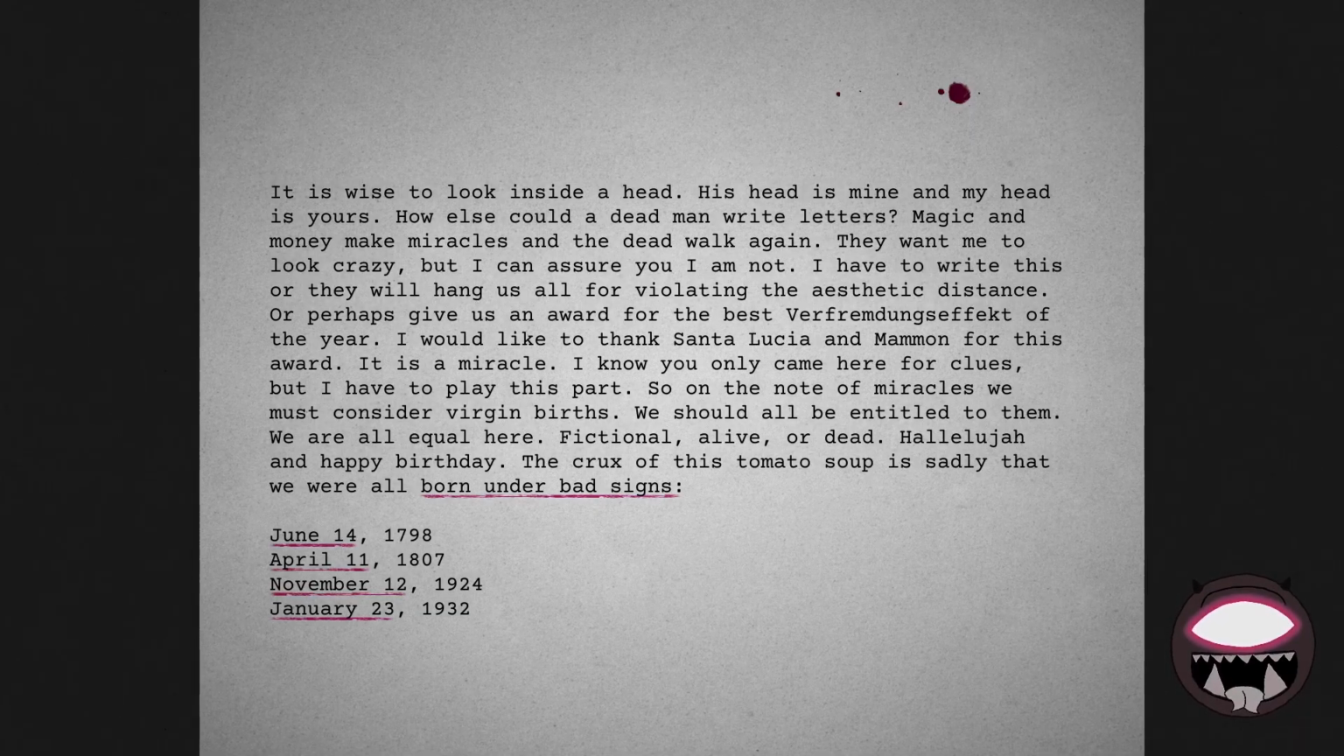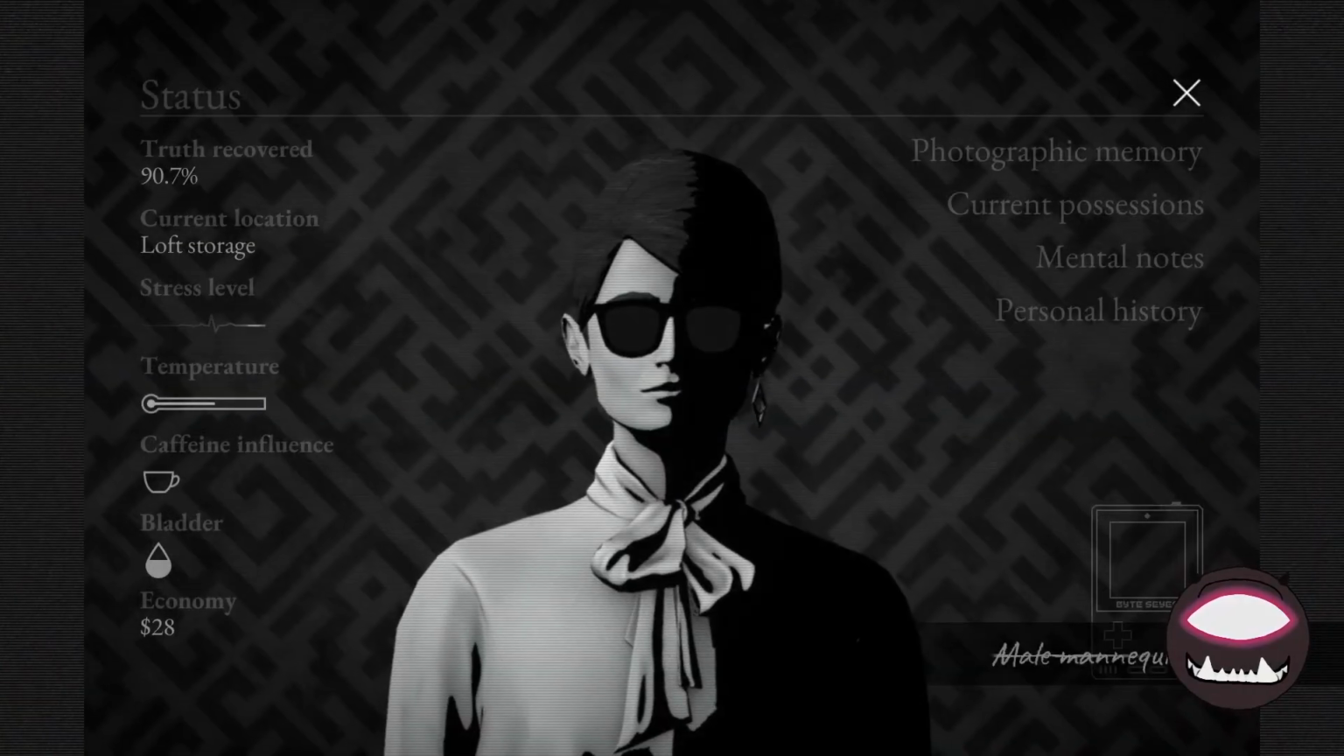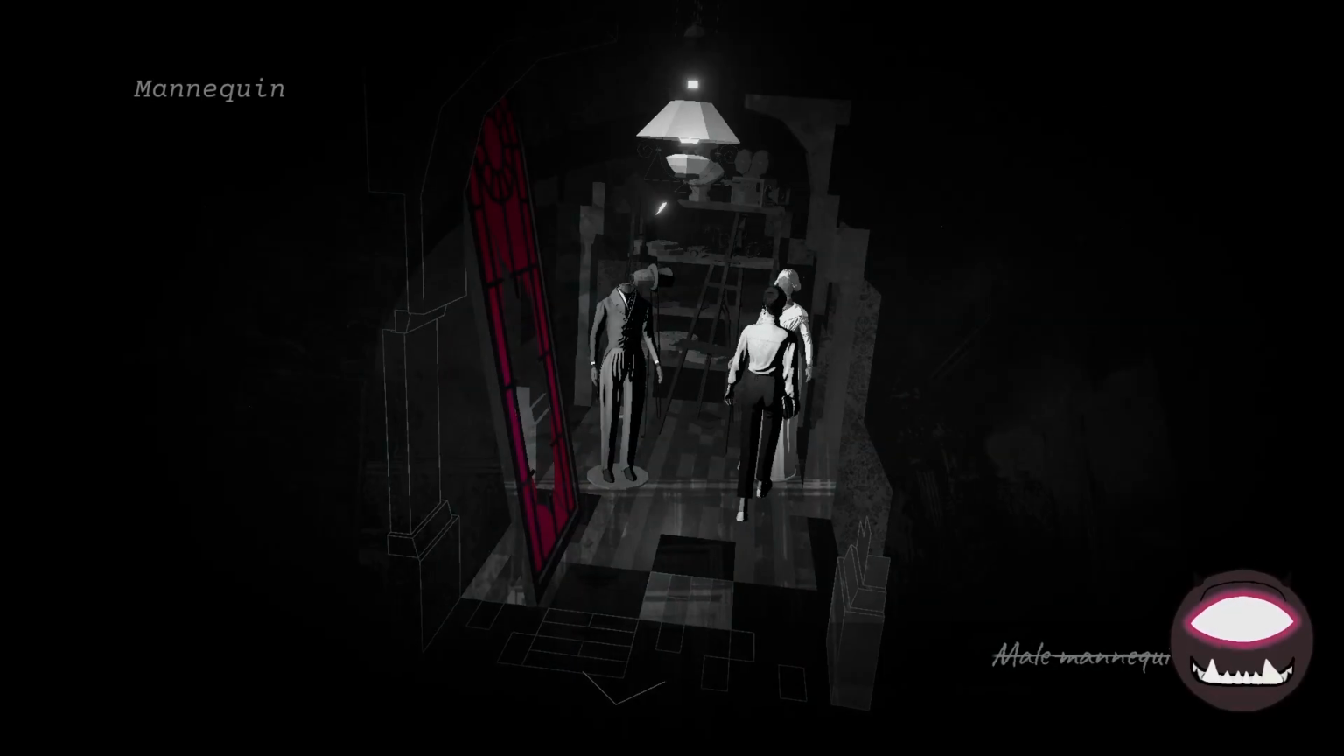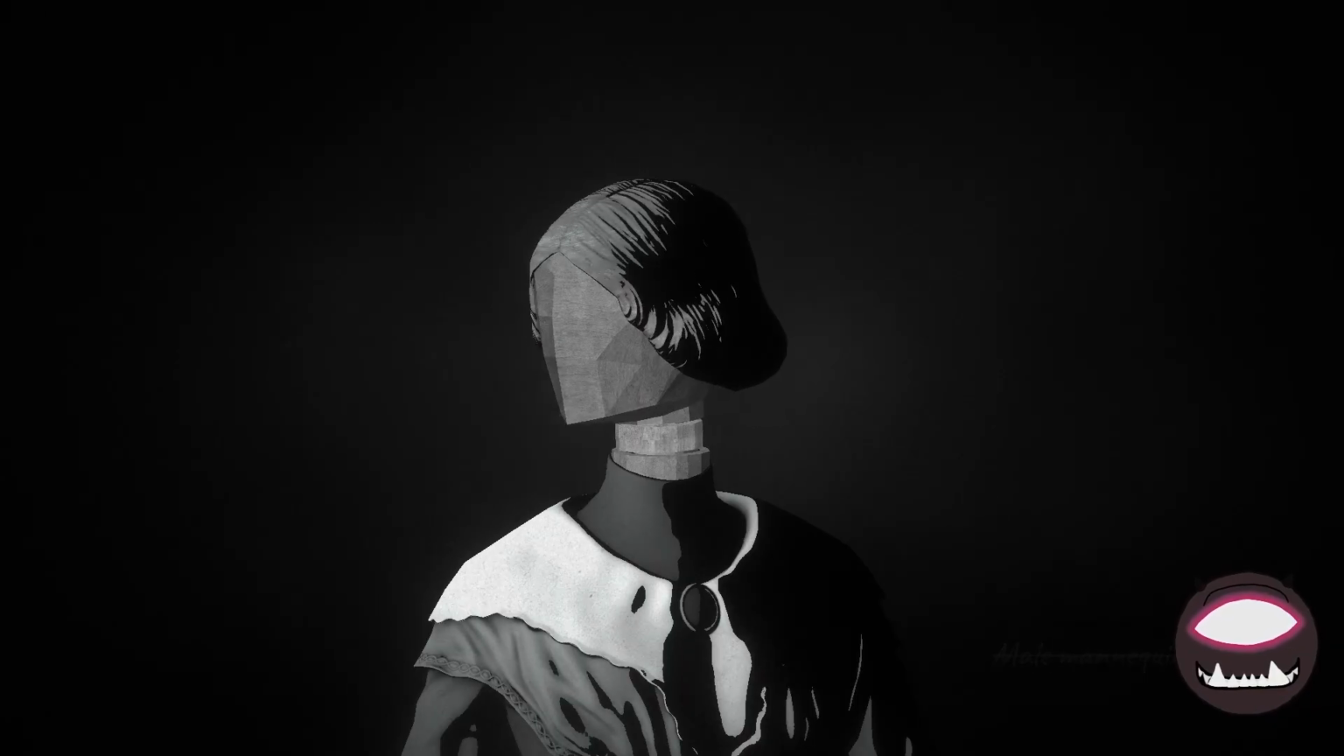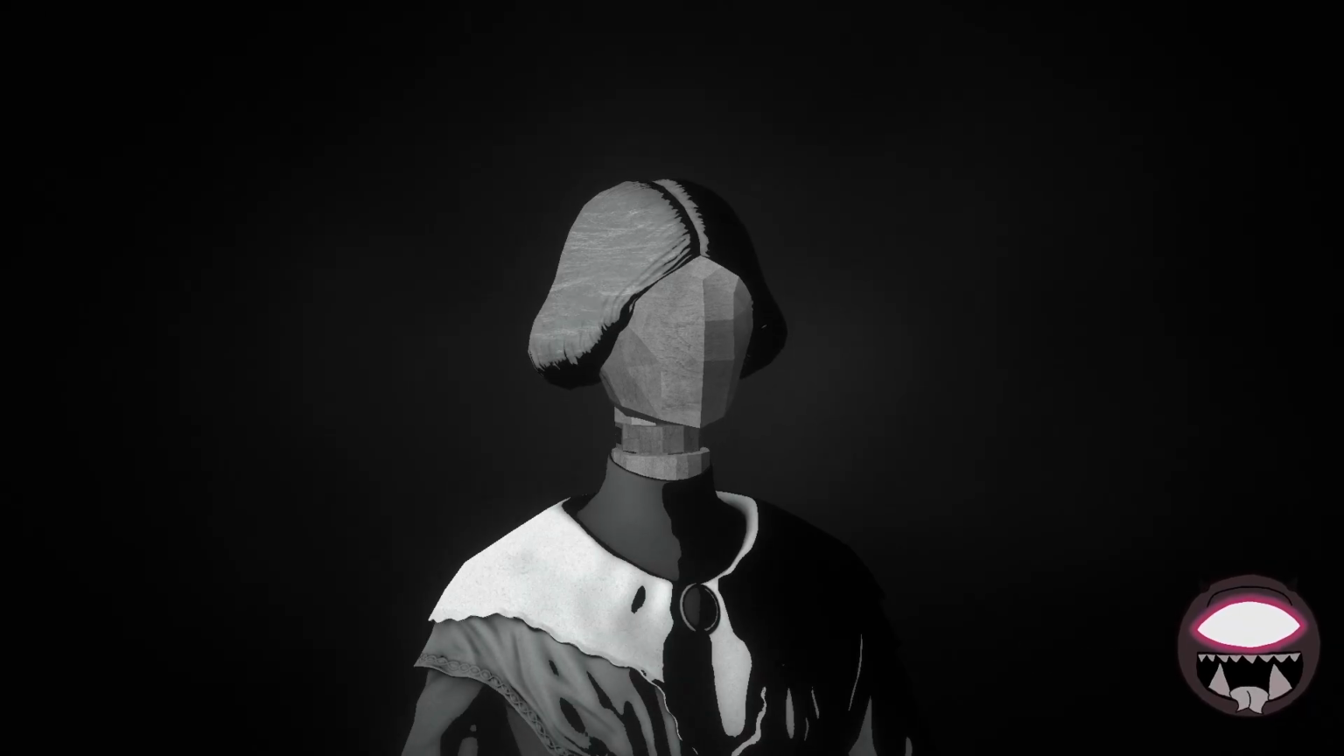All right, well, this is the solution to the clock puzzle then. Excellent. June 14th, April 11th, November 12th, and January 23rd. Oop. All right. Oh, I messed it up.